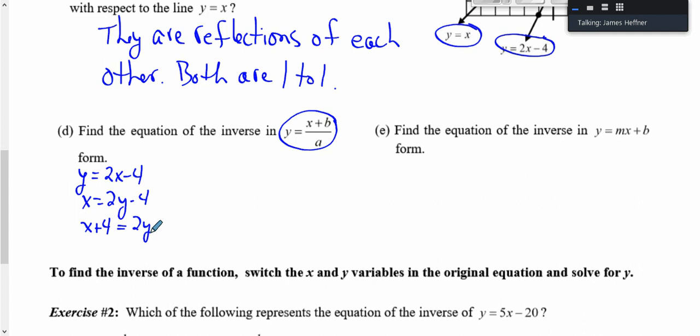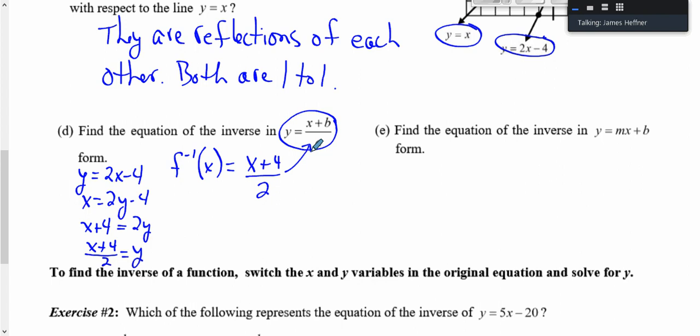And what do we do finally? To solve this for y? Divide by 2. So we'd end up with both sides, x plus 4, divided by 2 equals y, right? And so if we put that in inverse function notation, we'd have this. F inverse of x equals x plus 4 over 2. See how we have it in this format here?